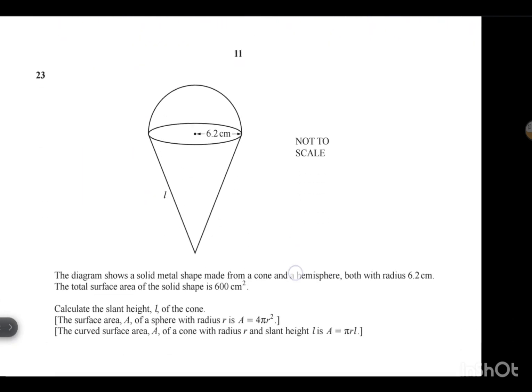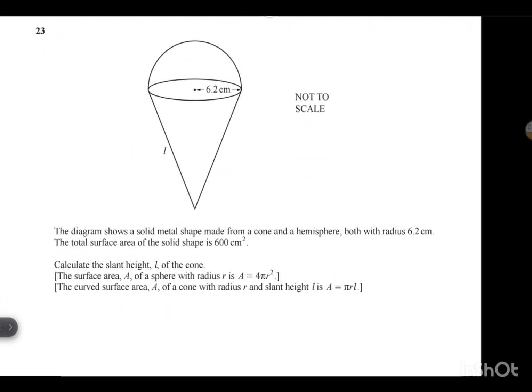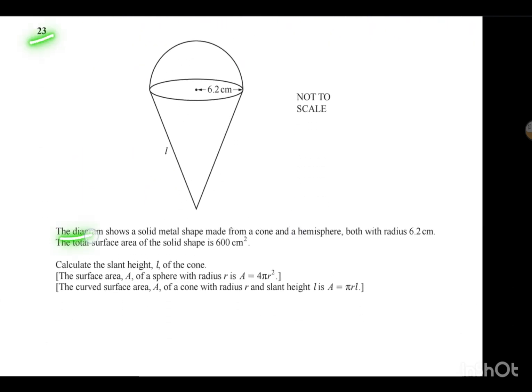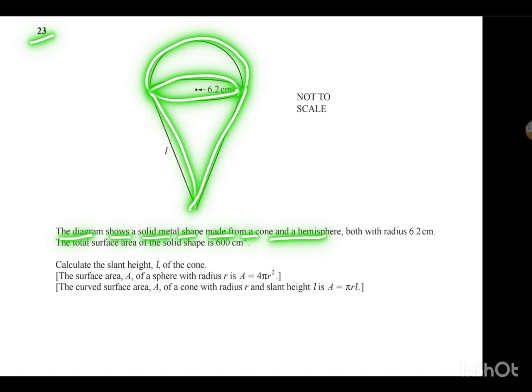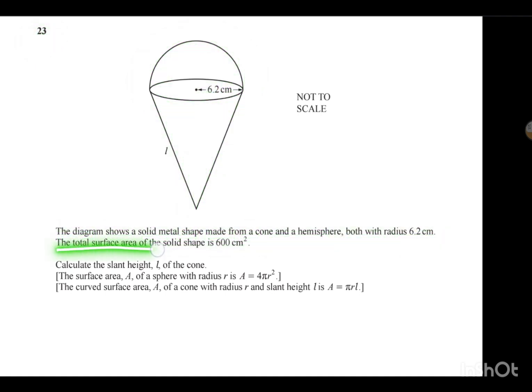Question number 23. The diagram shows a solid metal shape made from a cone and a hemisphere. So this is the hemisphere and this is the cone, both with radius 6.2 centimeters. The total surface area of the solid is 600 centimeters square. Calculate the slant height L of the cone.